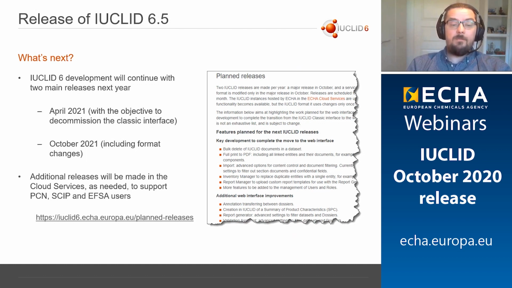As always, we have the second release in October, and in October we are including format changes that have been collected from the different requirements over the year. Additional releases will be made in the cloud services as needed to support the PCN, SCIP, and EFSA users if needed. Last year we had a release in January and one in July, and there's a potential that we do the same this year as well.